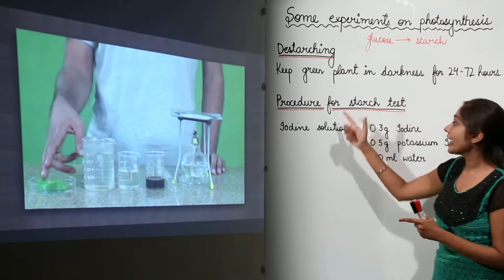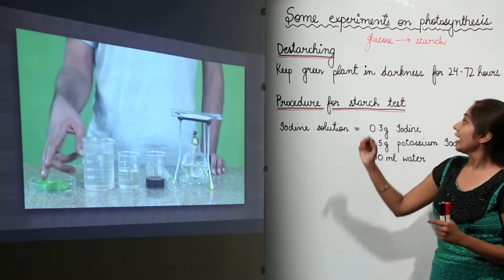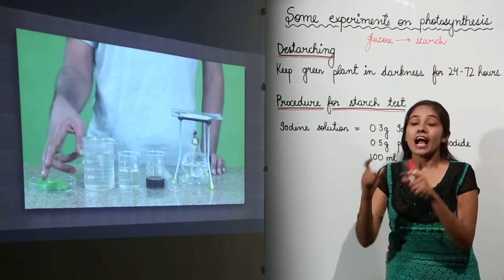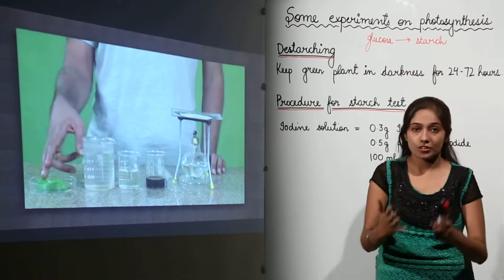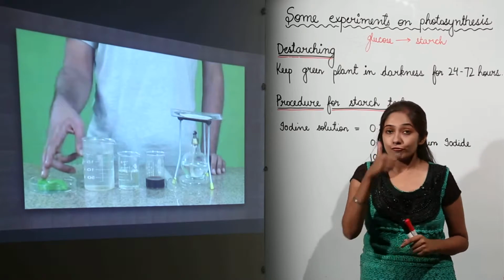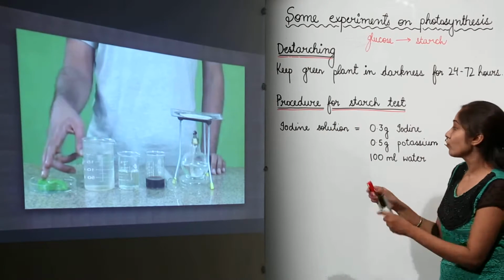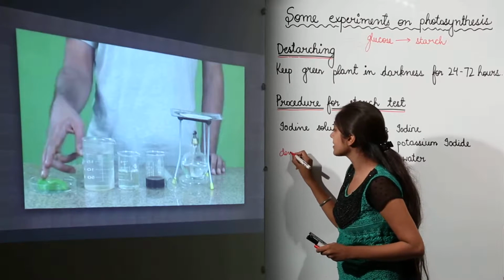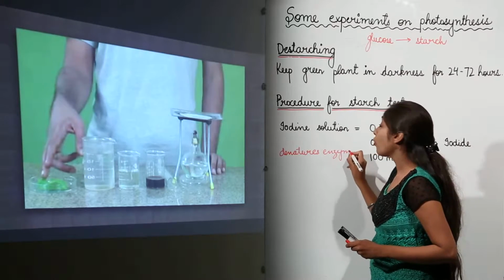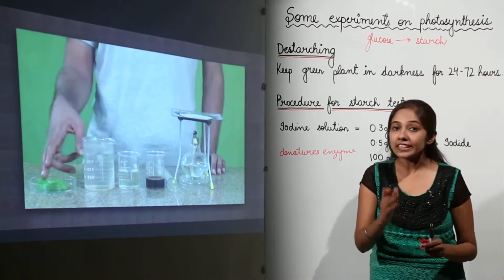Now what do we need to do next? If we talk about the starch test, we have iodine solution that tests the presence of starch. We take the leaf from that potted plant which was kept in darkness, remember, and that leaf is kept in boiling water. So what happens when we keep it in boiling water? This ensures two major things. The first one is that when we keep the leaf in boiling water, this denatures enzymes. Now when the enzymes are denatured, no new chemical change will take place.